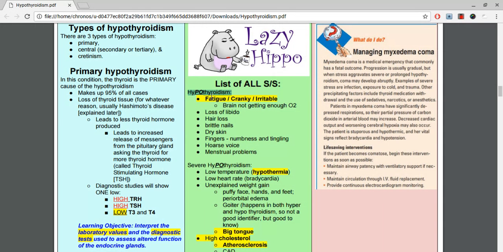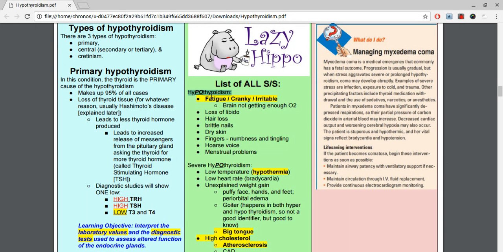There's going to be a loss of libido, a loss of sex drive. They're going to have hair loss. And look at the hippo. The hippo doesn't have any hair, okay? So that might be something that might help you remember. They're going to have brittle nails. They're going to have dry skin.